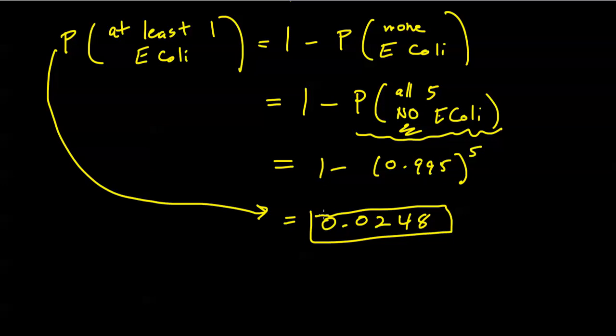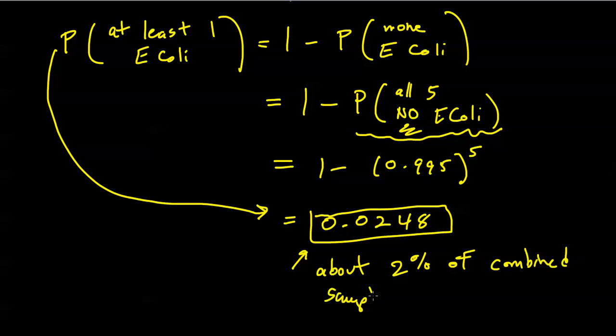Alright. The book asks a critical thinking type question: is that probability low enough so that further testing of the individual samples is rarely necessary? Well, remember from the problem description that we will further test this combined sample if at least one has E. coli. Right? And that happens with about a 2% chance. So I'll summarize it like this: about 2% of the combined samples will be tested further.